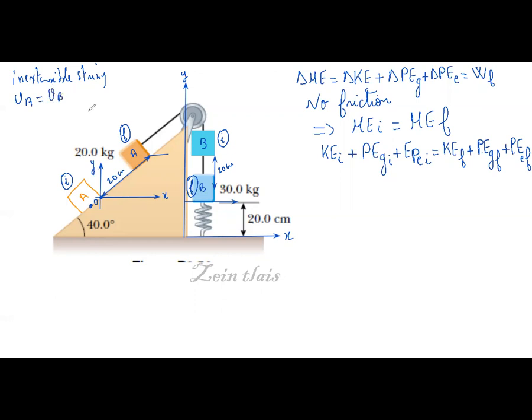Okay. So VA equals VB at any point. Initially, we don't have velocity. So VA equals VB equals 0. So we don't have initial kinetic energy. Let me write here. The initial kinetic energy for A equals 0 and for B equals 0. Okay? You have to calculate for all the system.